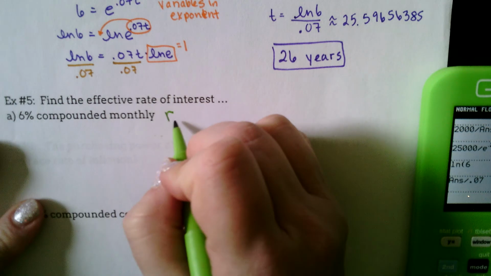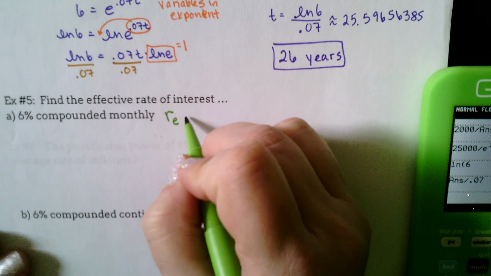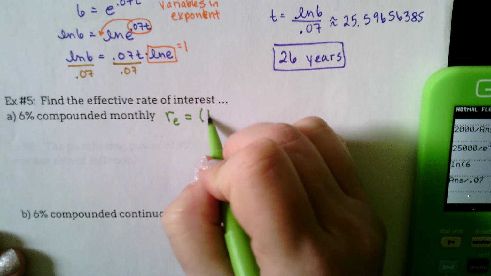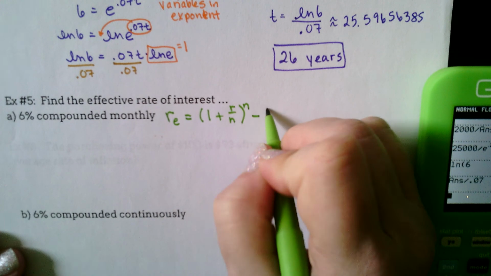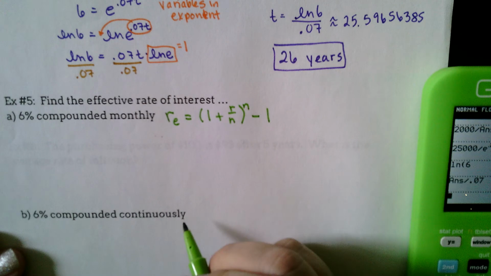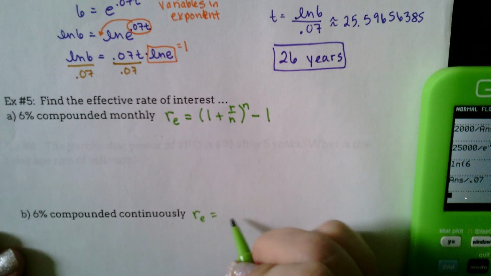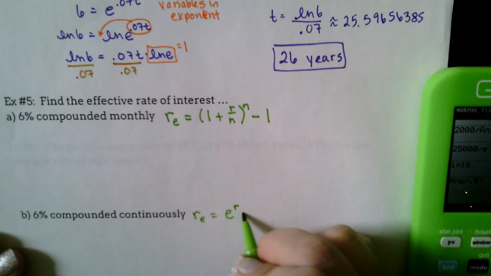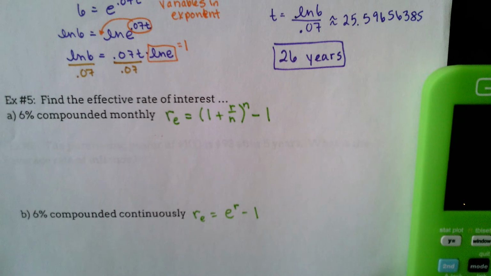That formula was R sub e, that's the effective rate of interest, that's what we're solving for, equals 1 plus r divided by n to the power of n, minus 1. And then the compound continuously is R sub e equals e to the r minus 1. So let's work through these problems.